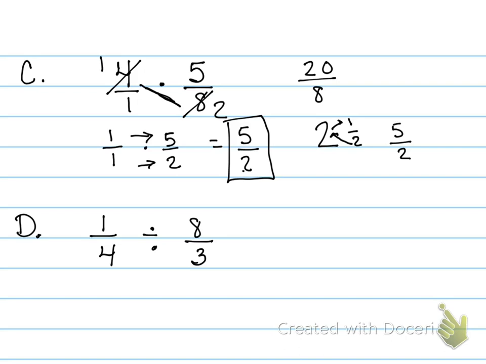So I could say, well, what could go into both? I could say, well, maybe 4. And if you started with 2 and had to do it a couple times, that's okay. So I'd have 5 halves. I still get the same answer as here, but I had a lot less work to do originally.